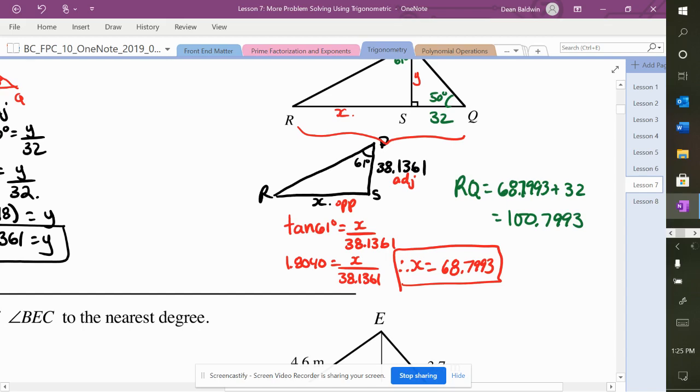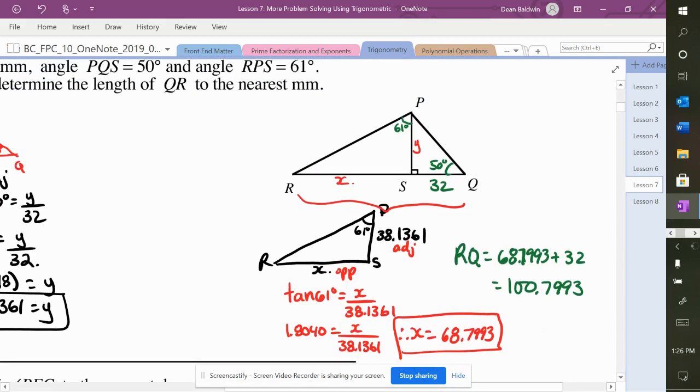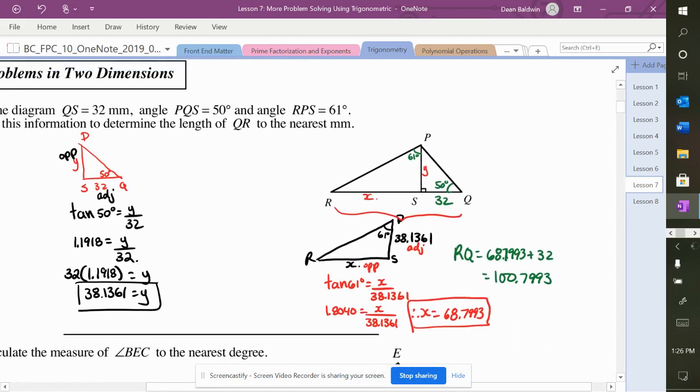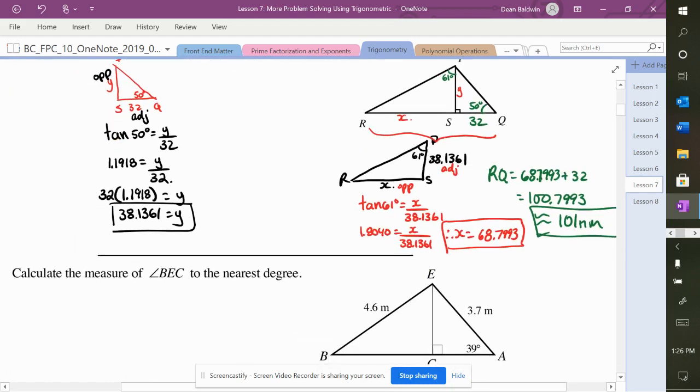100.7993. Do they want us to round to something? Nearest millimeter. So what would I round to? 101. There we go. Okay, that's what all these questions are going to be like. It's going to be breaking them down into multiple triangles and trying to figure it out.